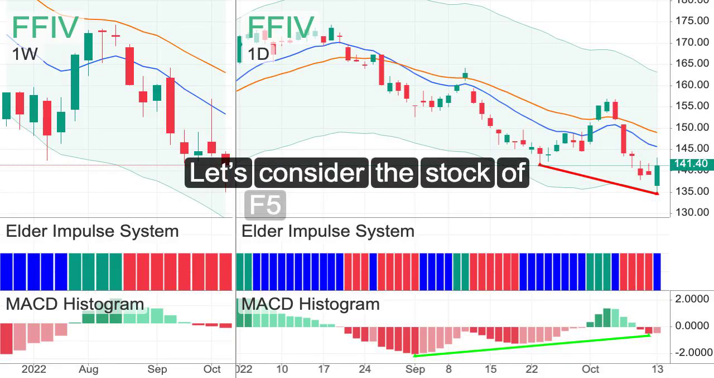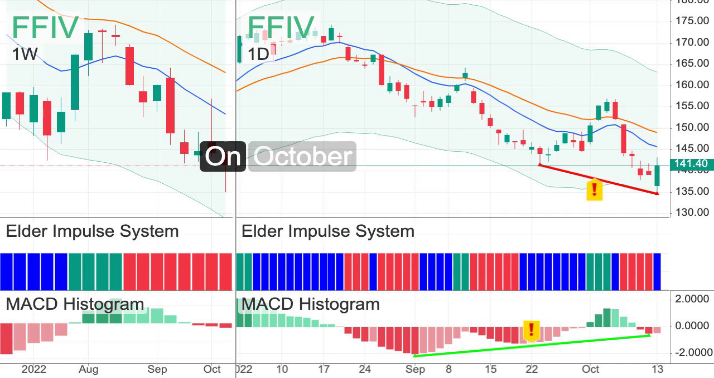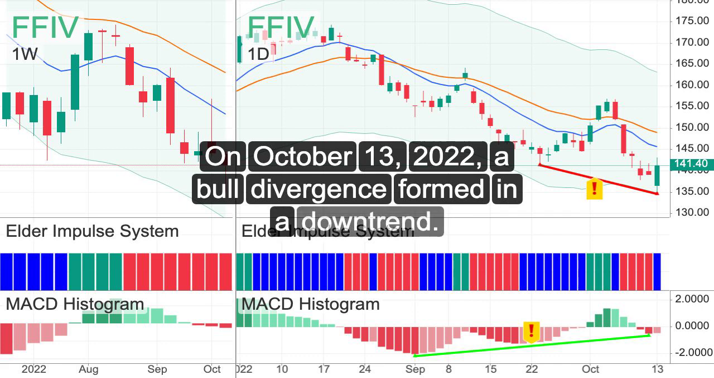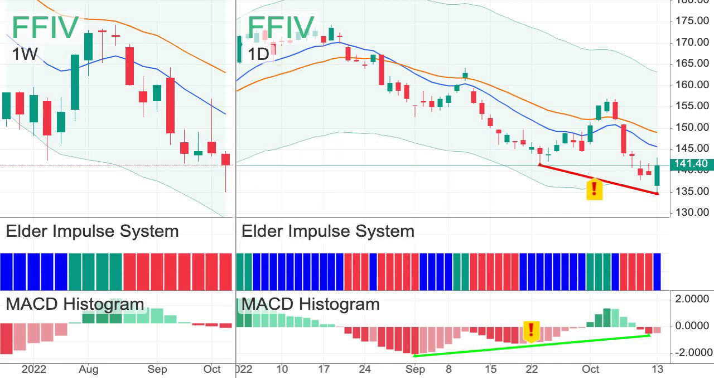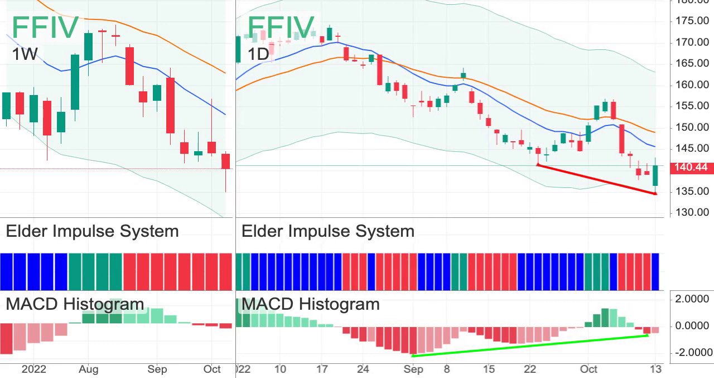Let's consider the stock of F5 Networks Inc. On October 13, 2022, a bull divergence formed in a downtrend. This is a strong buy signal. There is a first light bar on the histogram. Are you ready to submit a buy order?